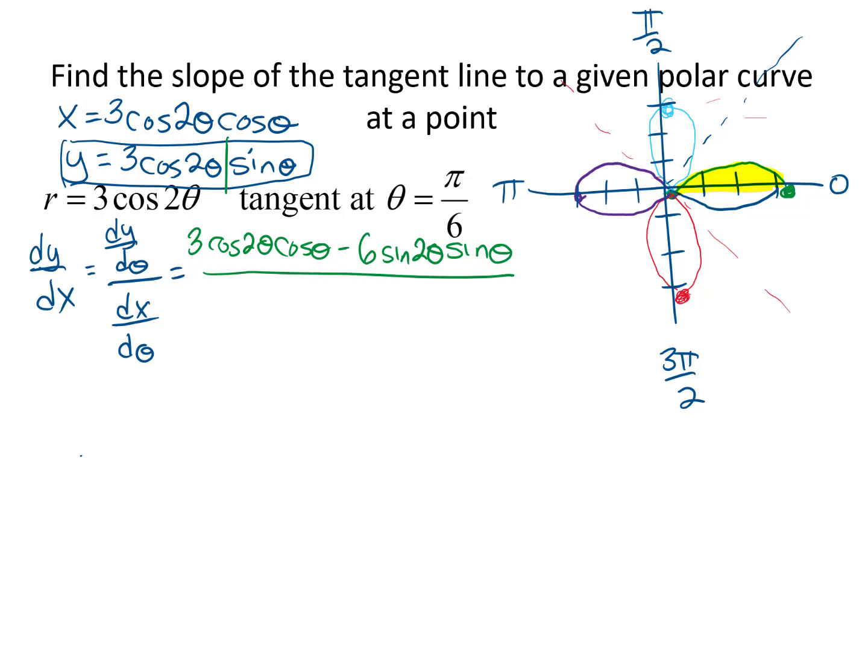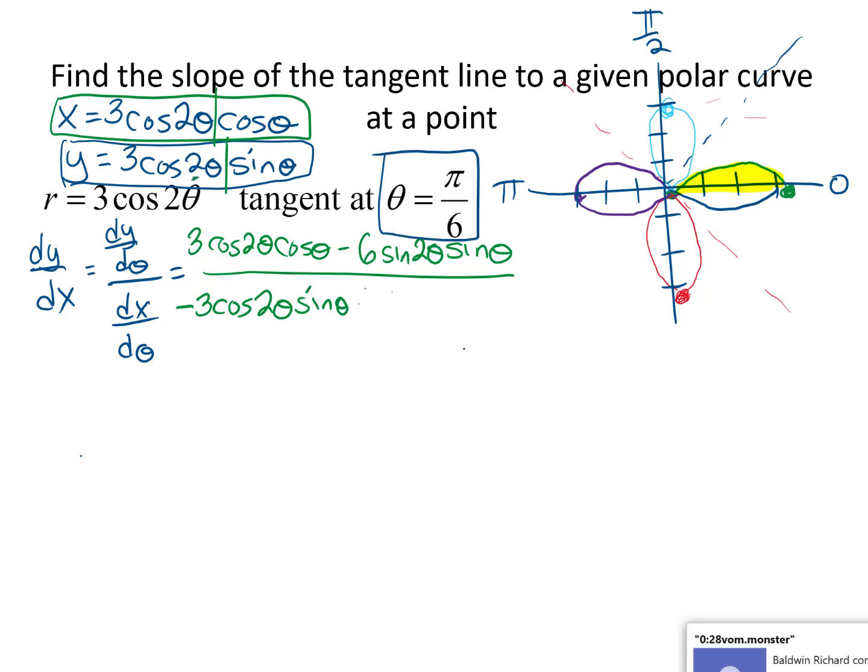Now we need to take dx/d theta, so if we look here at x, we've got another product rule. So we've got first, which is 3 cosine 2 theta, times the derivative of the second. The derivative of cosine is negative sine, so I'll put sine theta there and put the negative right there. And then we've got second, which is cosine theta, times the derivative of the first, and the derivative of cosine is going to be negative sine. I've got a 3 in front, and the chain rule is going to generate a 2, so that'll be 6 sine of 2 theta.